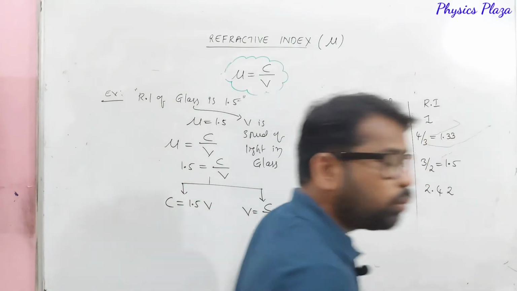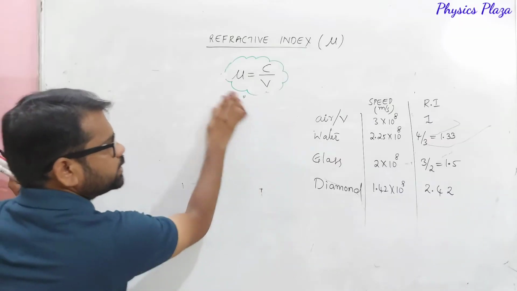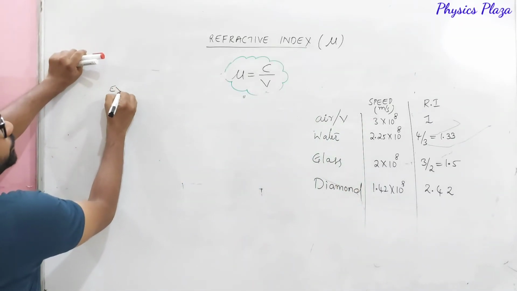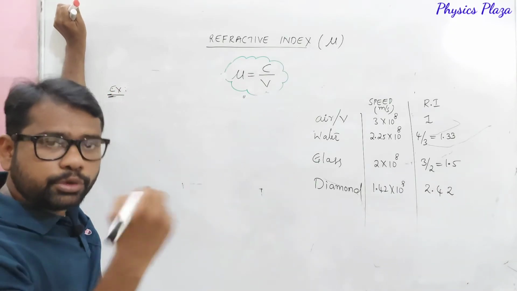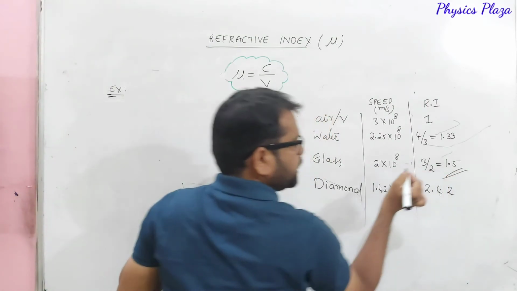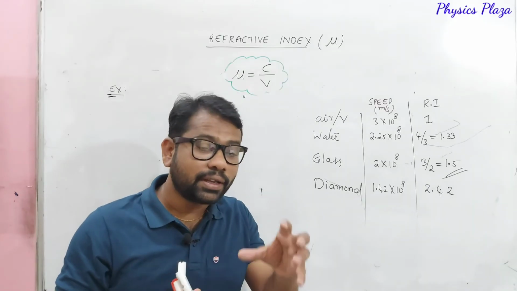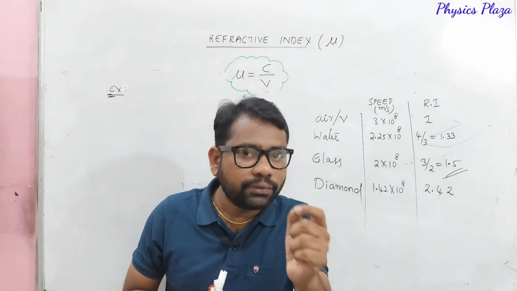And children, we can even expect numericals based on this. Let us see one second. What type of numericals will be asked? Very simple numericals will be asked. Here, for example, if the speed of the light or mu is given, say the refractive index of the glass is given as 1.5, then what is the speed of the light in glass? The refractive index of the glass will be given, and they will ask us to calculate the speed of the light in glass.